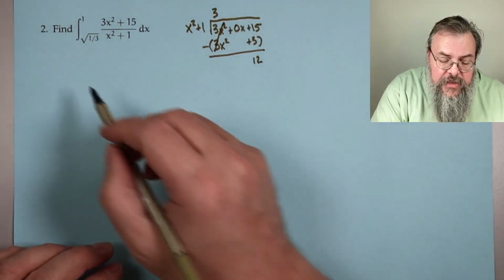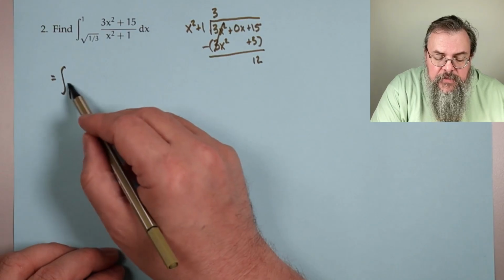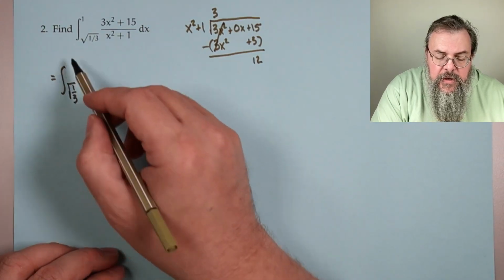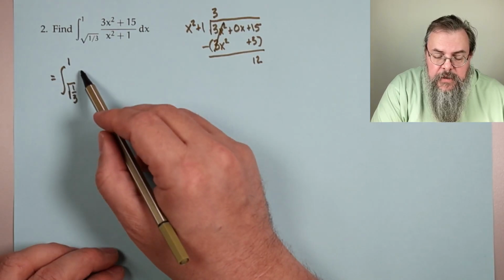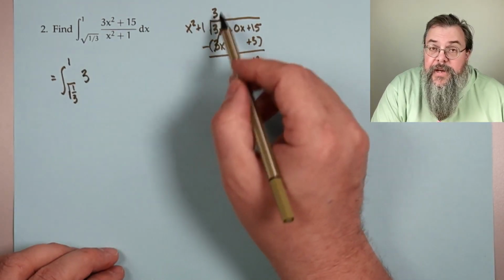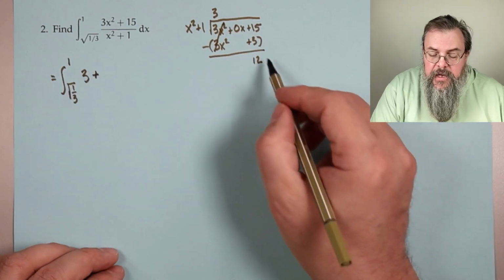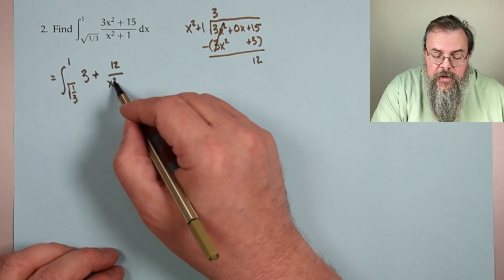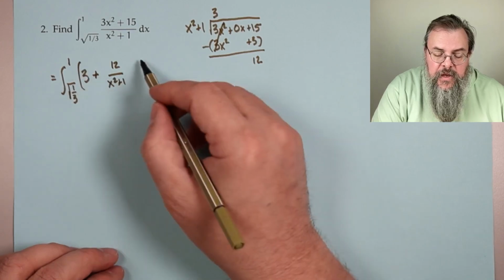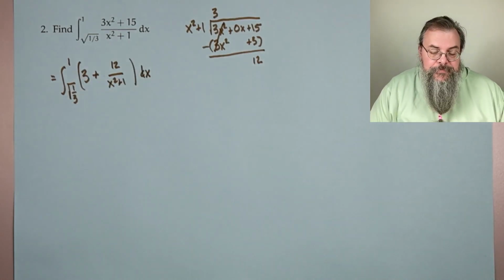Now, how do we read this? We say this is equal to the integral from the square root of 1/3 up to 1 of 3, from this part right here, plus our remainder, 12, over x squared plus 1. All right, so there we go.